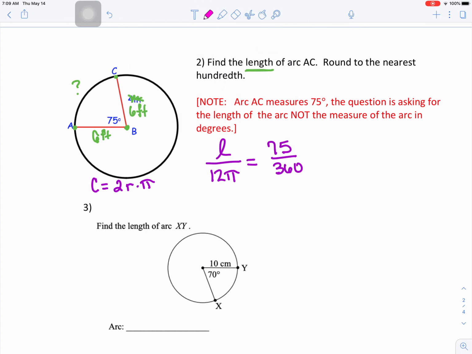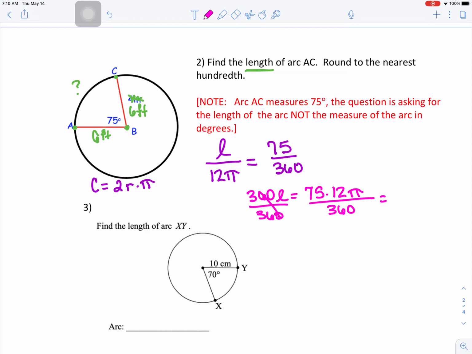Now we use cross multiplication to solve. 360 times the length of the arc equals 75 times 12 pi. Divide by 360, divide by 360. If you're using a calculator, make sure that you have your whole multiplication being done, then your division. Don't put in 75 divided by 360; you can't do it that way if it's in the denominator. Forget it. 75, parentheses, 75. I'm not using the GeoGebra, so I'm using my regular calculator here.